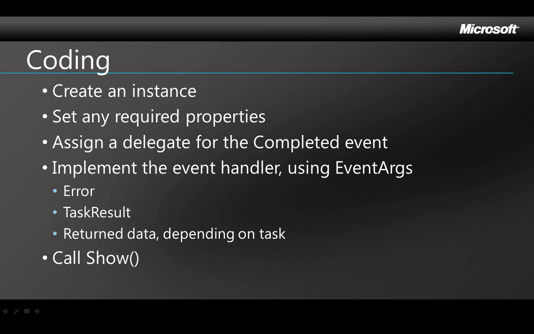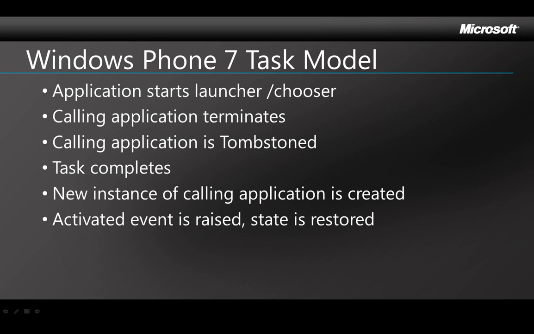We'll see this in code in just a minute, but first I want to explain the Windows Phone 7 task model. When a launcher or a chooser starts, the calling application is completely terminated. It's not running in the background, it's actually closed, but its state is saved.